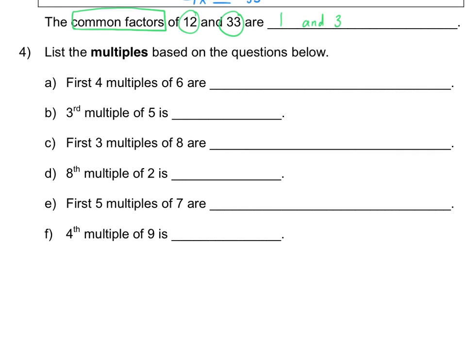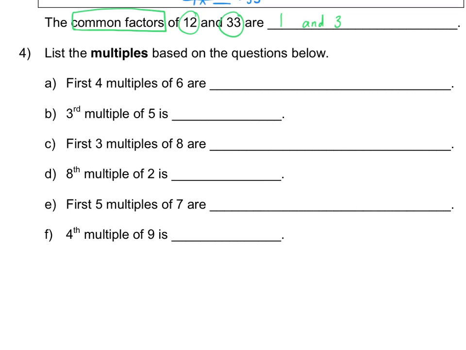Now let's go on to question number 4. This question wants us to list the multiples based on the questions below. Now what are the first 4 multiples of 6? You always focus on the multiplication behind the word of. So what are the multiples of 6? The first 4 of them. They are 6, 12, 18 and 24.